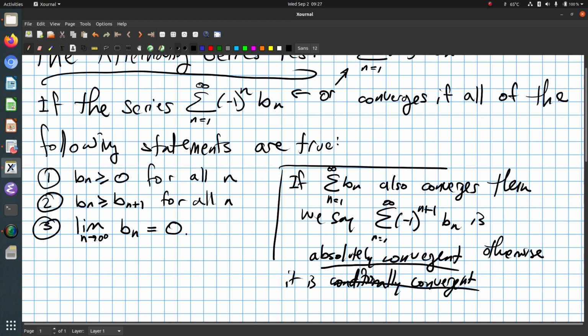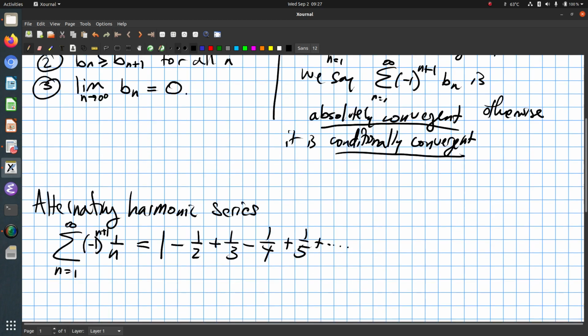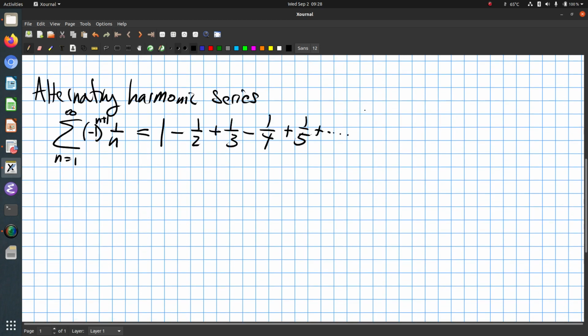Essentially, it is conditioned on the minus signs. So to give you an example of a series that is conditionally convergent, we have the alternating harmonic series. The harmonic series we know diverges, but here's the alternating harmonic series, and you can see that it has signs that switch: plus, minus, plus, minus, plus. The alternating harmonic series actually satisfies all the conditions of the alternating series test.